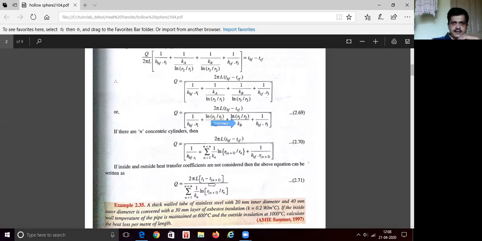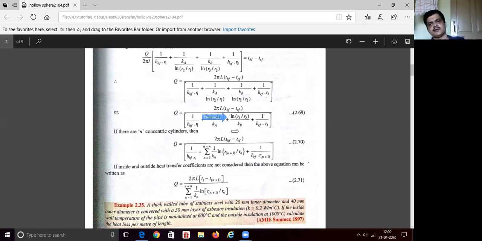If convection is neglected, that is, from the hot fluid to the solid and from the solid to the outside fluid, then we can write this equation: Q equals 2 pi L (T1 minus Tn) divided by the sum over 1 to n of ln of R2 by R1 by Ka plus ln of R3 by R2 by Kb, and so on.